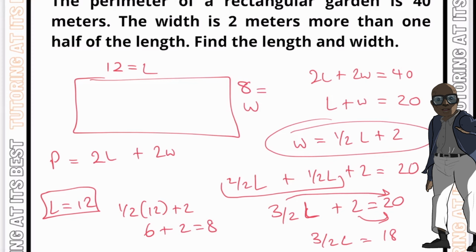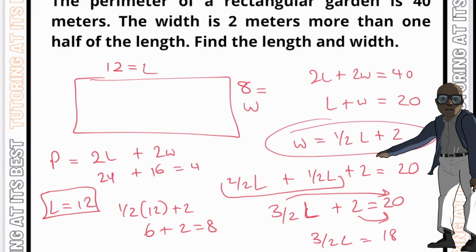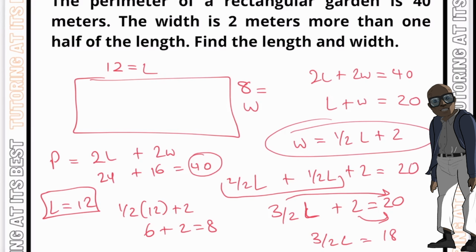Therefore, the length and the width of the garden are 12 meters and 8 meters respectively. And again, if you want to prove this, you can simply multiply the length and the width by 2, which would then give us 24 plus 16, which does in fact give us 40. And that there is our question answered.